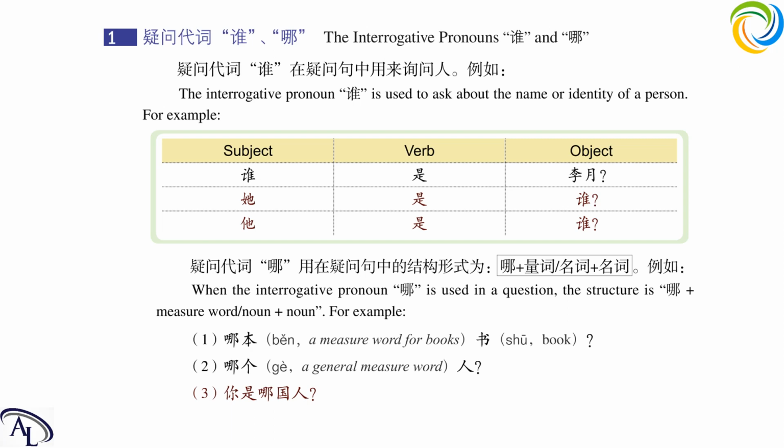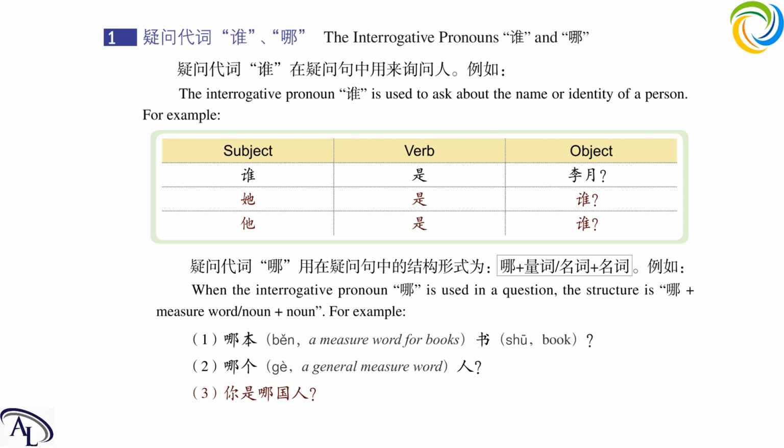We can see the structure is 谁, which means who, plus a verb. It is usually 是, right? 是, plus a verb and plus a object for it. Object for the verb. Or another structure is the subject plus a verb plus 谁. Okay, these are the two structures for these 谁 sentences, 谁 questions.